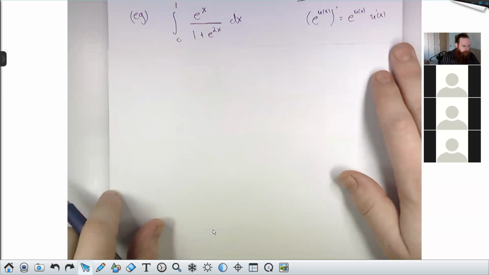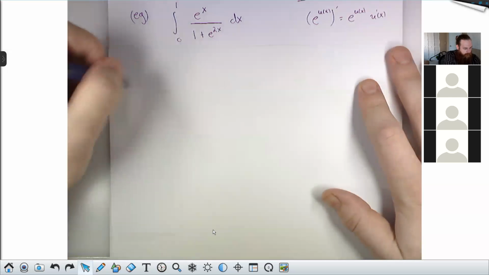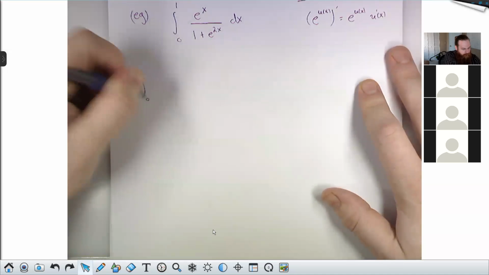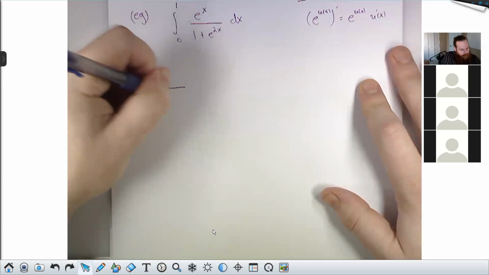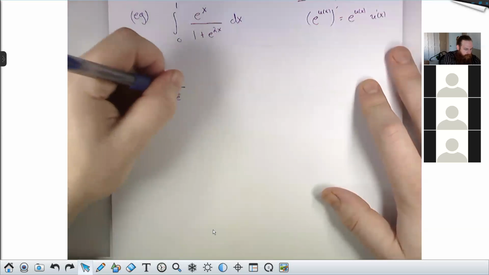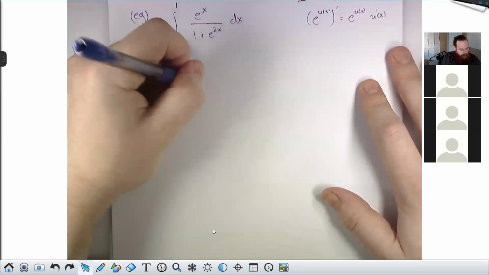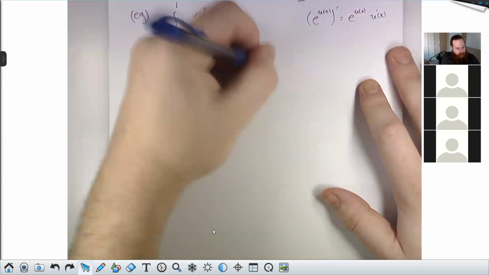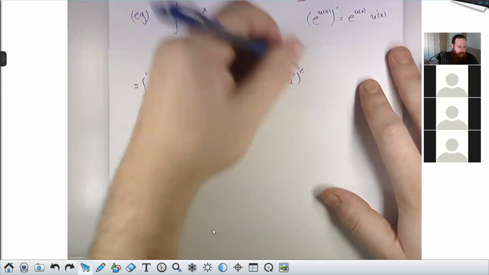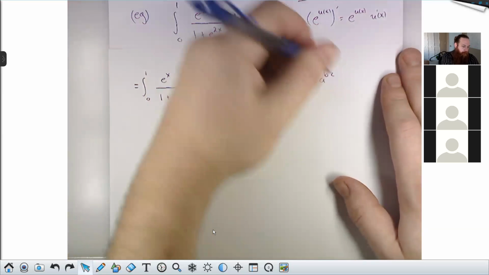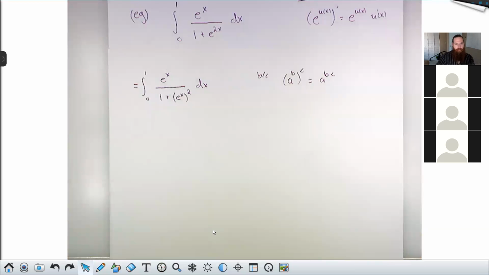and rewrite as Margaret and Katong suggested, this is the integral from 0 to 1 of e to the x over 1 plus e to the 2x, which is e to the x squared. This is because we have this algebra rule that says a to the b, all to the c, is the same as a to the b times c. It's a rule for exponents. So yes, Margaret, it absolutely does do something.